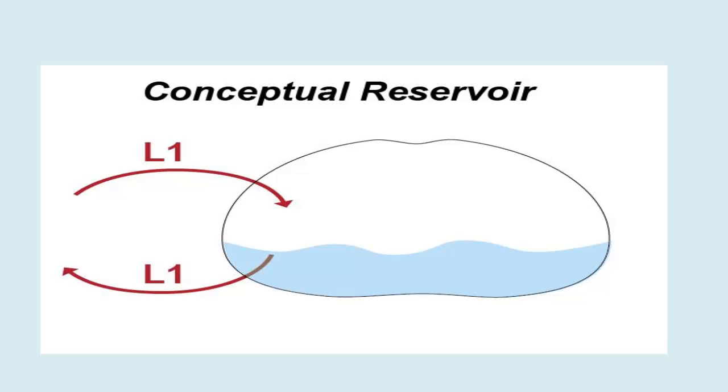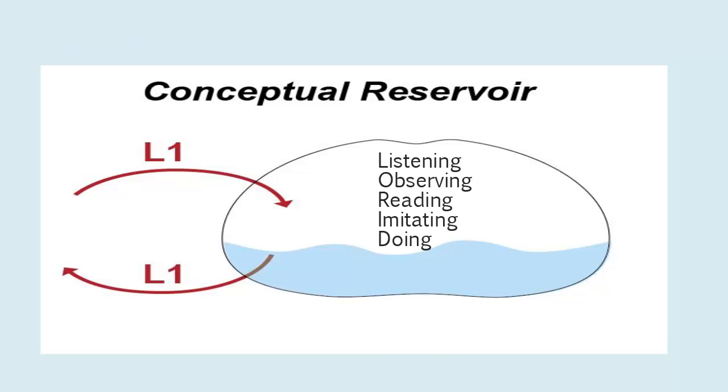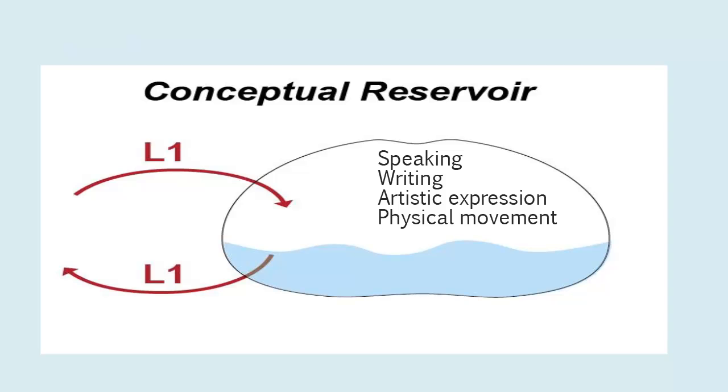The pathways in, how we add to the reservoir, are listening, observing, reading, imitating, and doing. These are receptive skills because they describe how we receive information. The pathways out are called expressive skills because they are the ways we represent what we know. Expressive skills are speaking, writing, artistic expression, and physical movement.